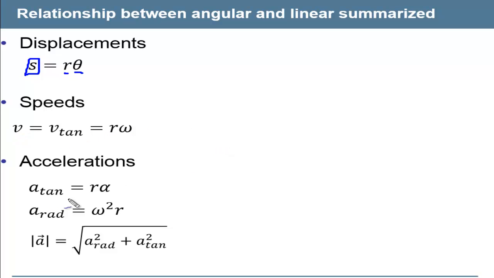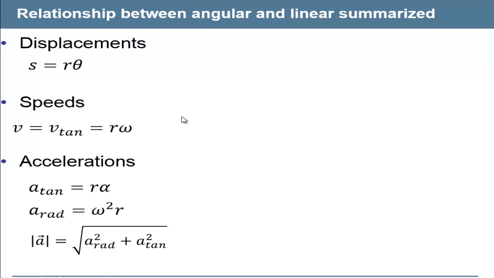The tangential acceleration is the radius times the angular acceleration, and the radial acceleration is the square of the angular velocity times the radius. And then the magnitude of the, actually, I'm sorry, not angular acceleration, but the linear acceleration, is just from the Pythagorean theorem and solving vectors. It's the square root of the sum of the squares of the radial acceleration and tangential acceleration.